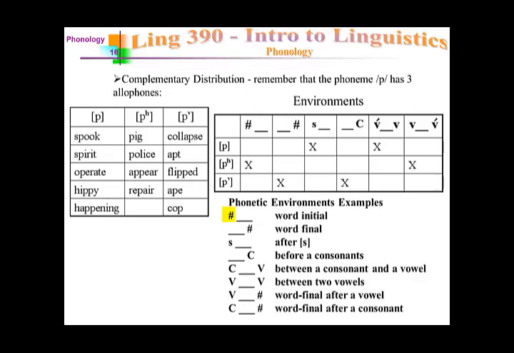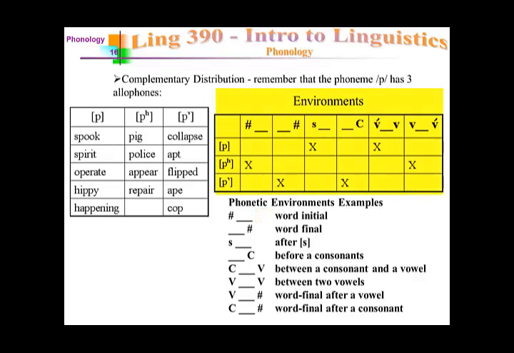A pound sign, these days better known as a hashtag, means word boundary. So hashtag underline means that there's a word boundary and then the sound of interest. This means that p is occurring as the very first sound in the word. Conversely, underline hashtag means that the sound of interest occurs right before a word boundary. So this would be p occurring at the very end of a word. Where you see a capital C, this means any consonant. And where you see a capital V, that means any vowel. Where you see nothing specified, such as right here, it means that it doesn't matter what comes next. It could be anything.